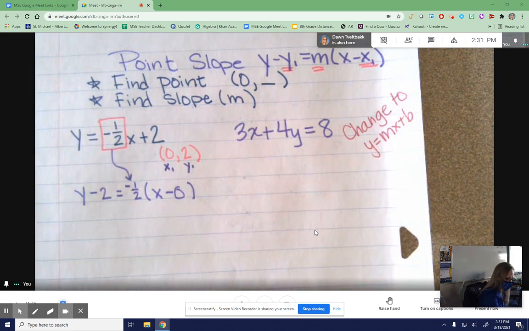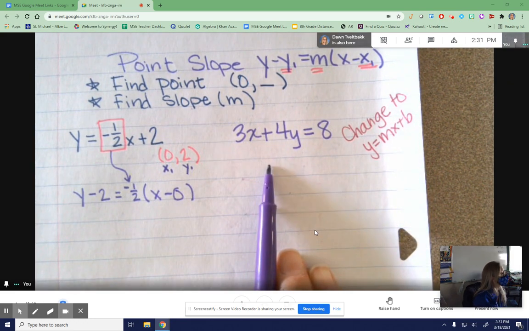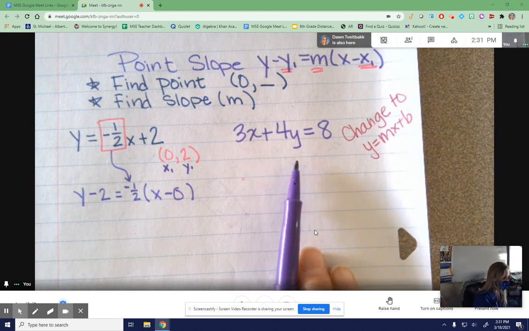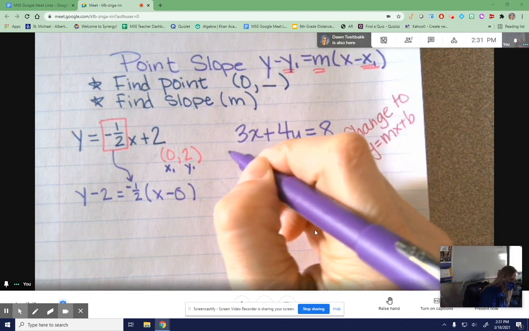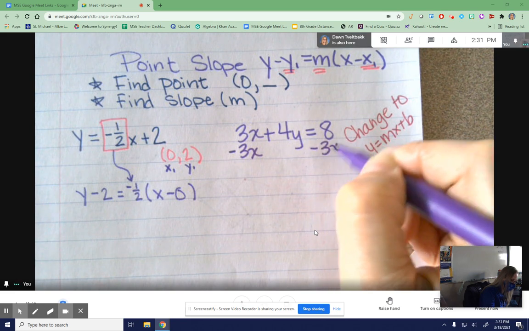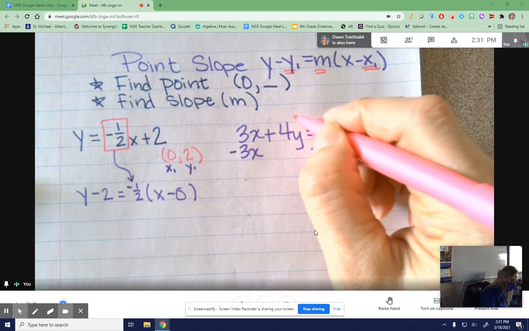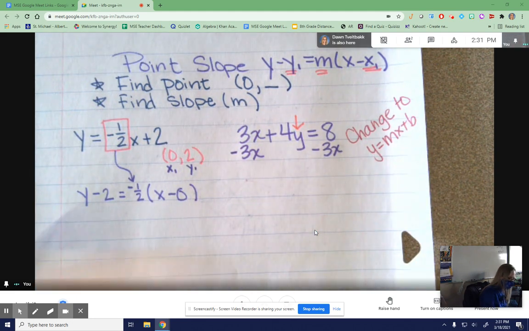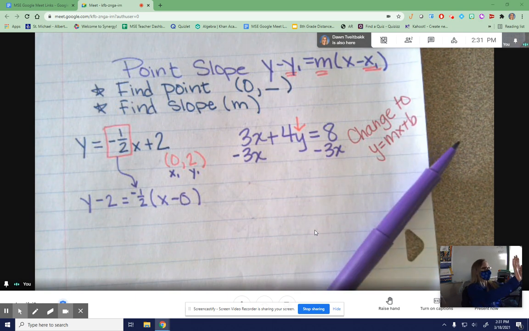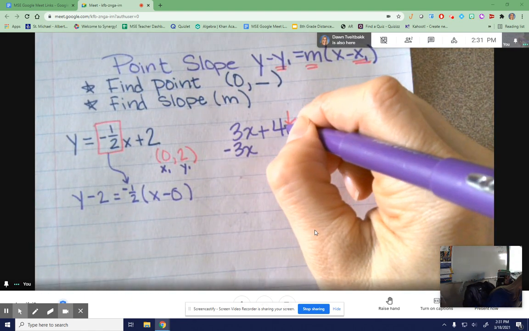What would you do first? Clayton. Subtract which one? 3x. Yeah, why would I subtract 3x? Which one do I want to get alone? Yeah, so I want to get everything away from y. Because I need to get that 4 away from the y, but I'm going to use division to do it. Not subtraction, because it's multiplication happening here.